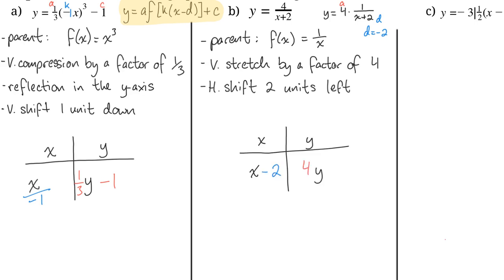And if you made that t-chart, it should look like this. So we have x minus 2 because we have a horizontal shift 2 units to the left. And all of our y coordinates will be multiplied by 4 because our a value in this function is 4.